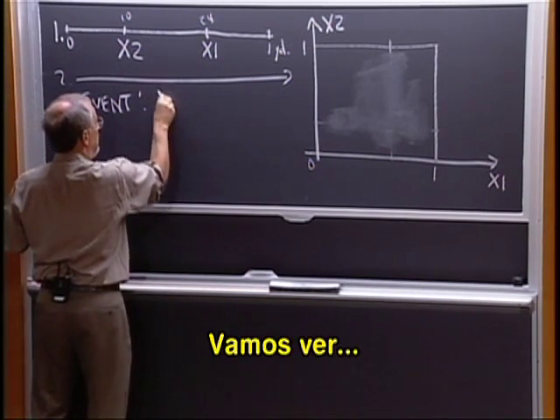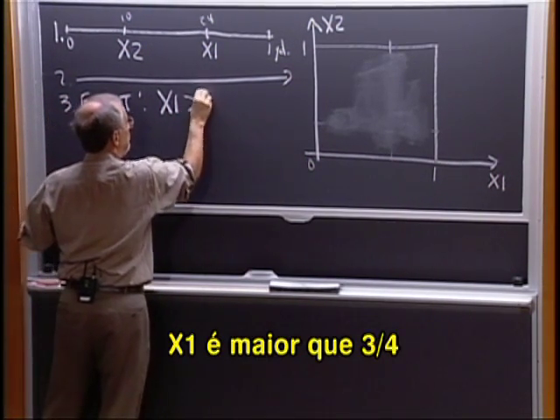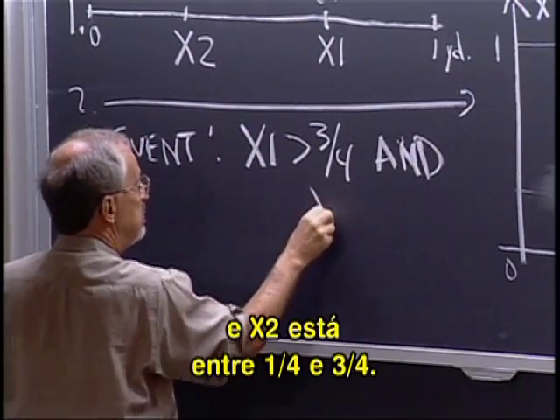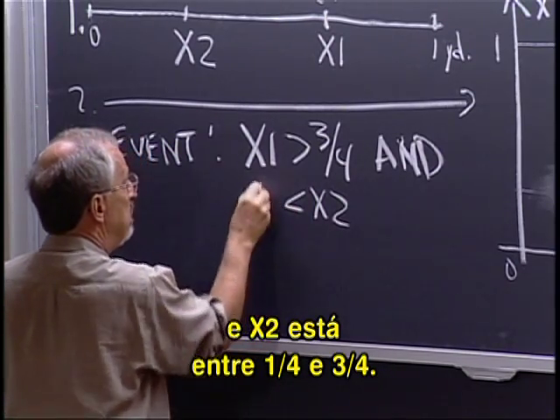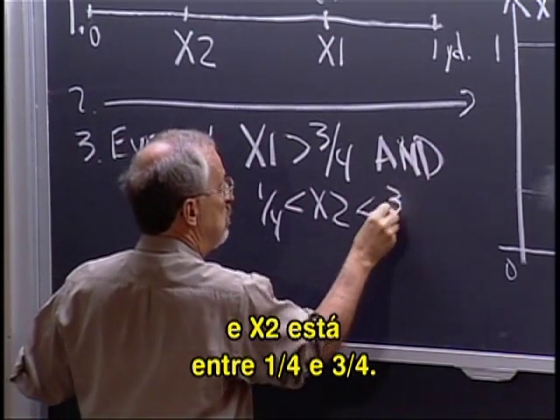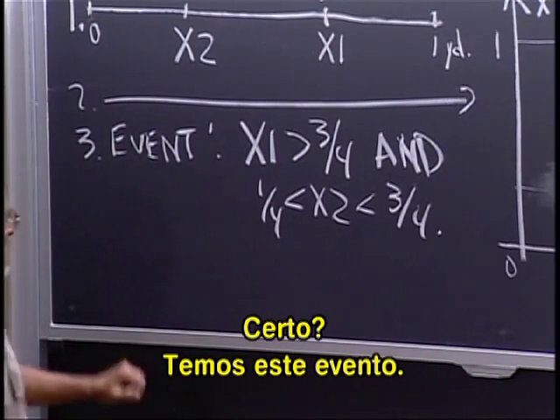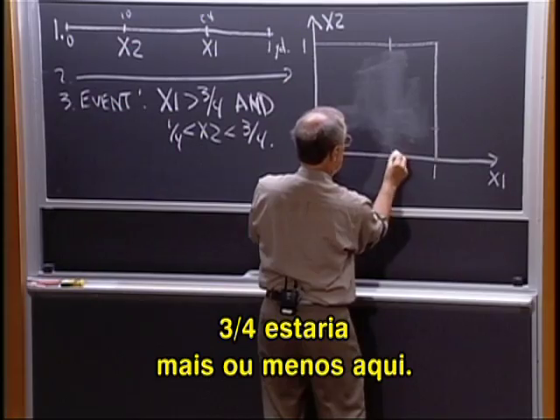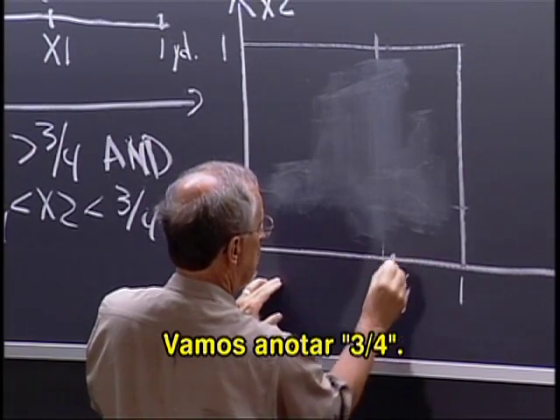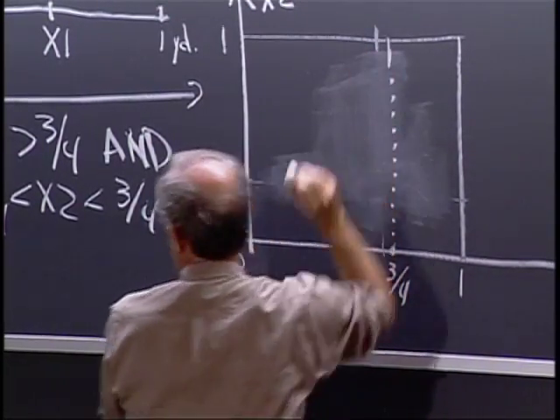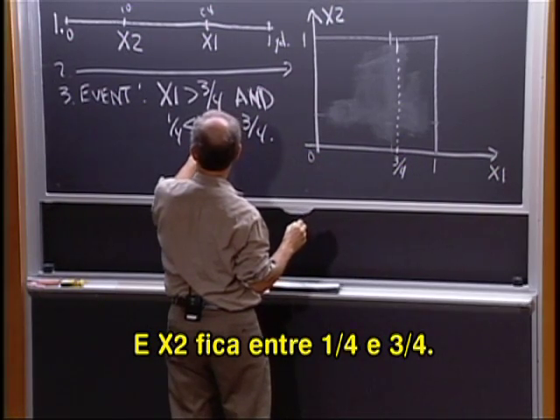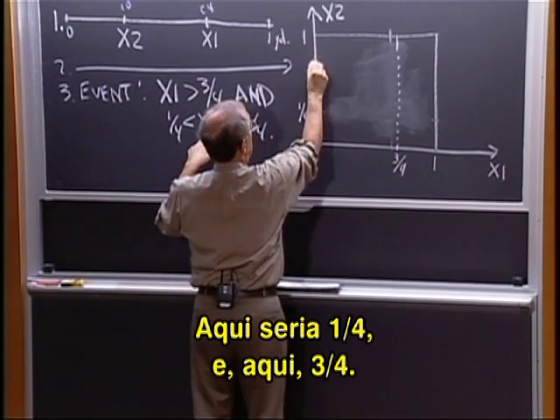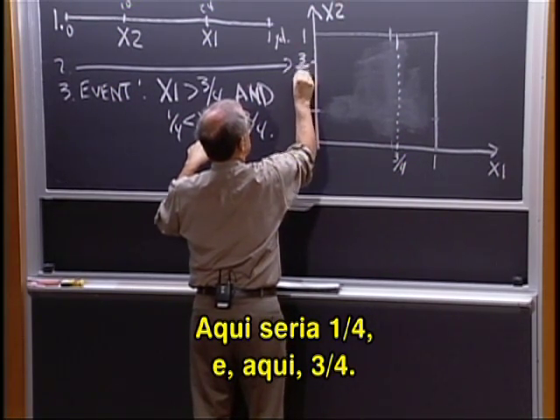Let's see, x1 greater than 3/4 and x2 between 1/4 and 3/4. Okay, suppose we have an event like this. So 3/4 would be something like right here. Let's call that 3/4. And x1, x2 between 1/4 and 3/4. Maybe that's 1/4 there. And maybe this is 3/4 here.